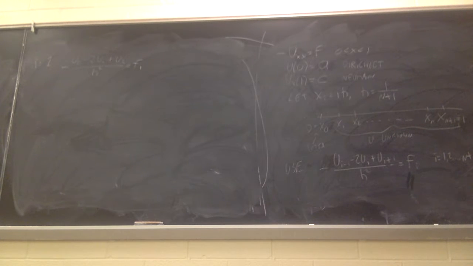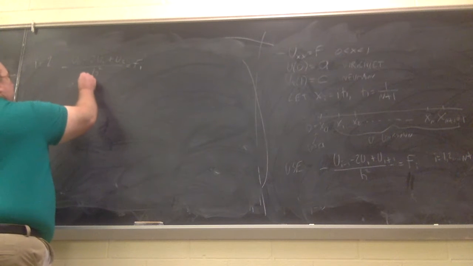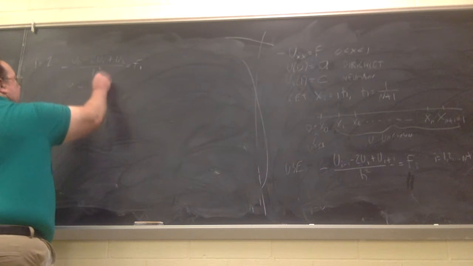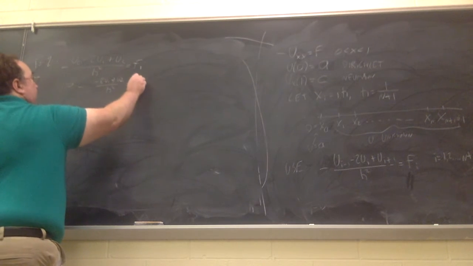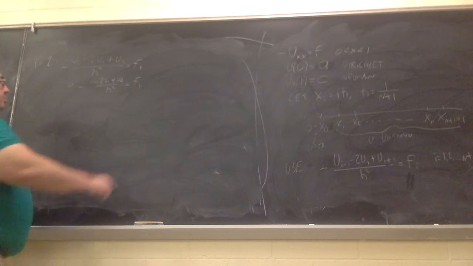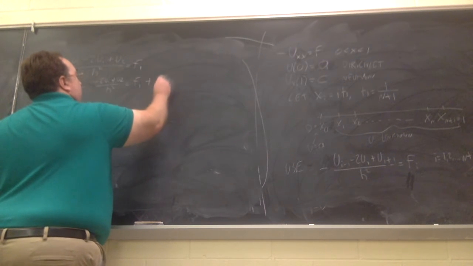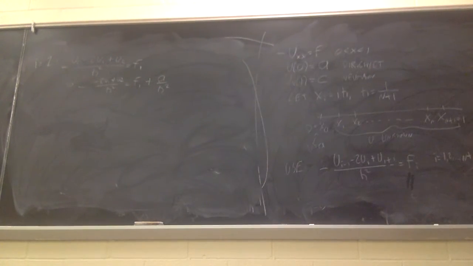Well, it's not 0. Yes, the given. So I can say minus 2u1 plus u2 over h squared is equal to f1. So this term, I move to the other side, so I'll have a plus a over h squared. Okay, so the Dirichlet condition is handled.